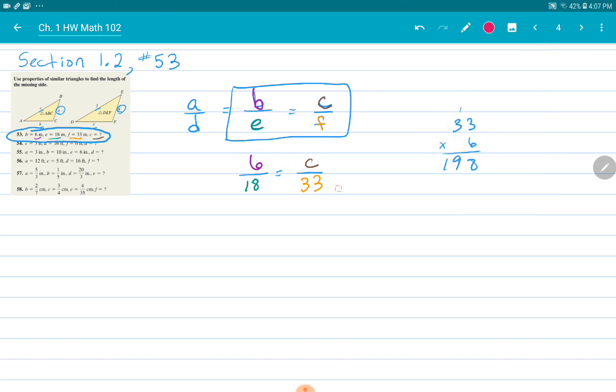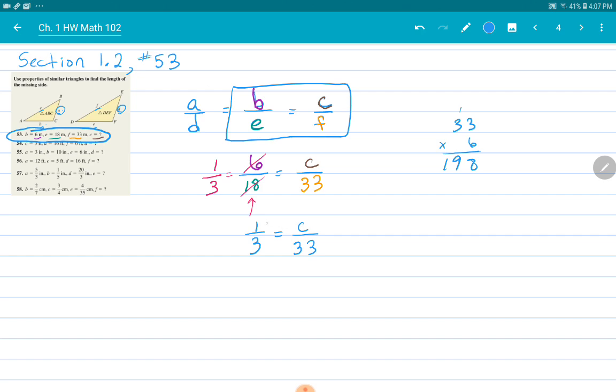Can I make these numbers smaller so they're easier to work with? And 6 over 18 has a common factor of 3, or 6 actually. So I can reduce these each by a factor of 6, and I get 1/3. So that's a much prettier, smaller number to deal with. So now my new proportion is 1/3 equals C over 33. That's easier numbers to work with.